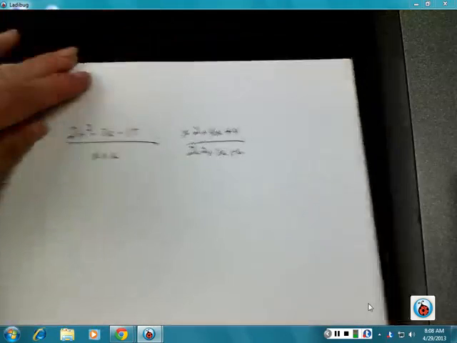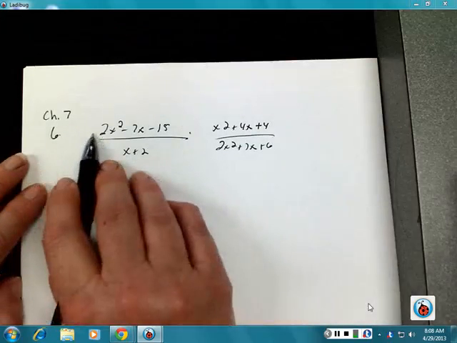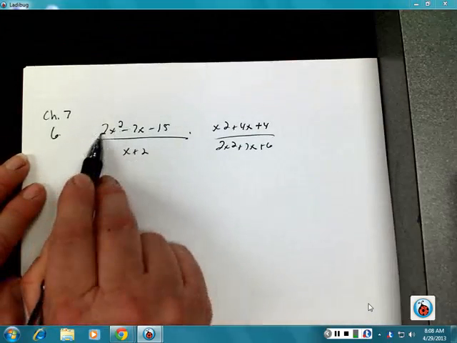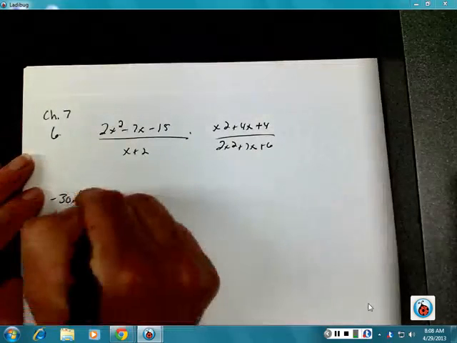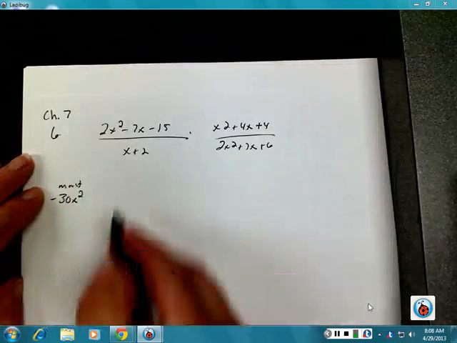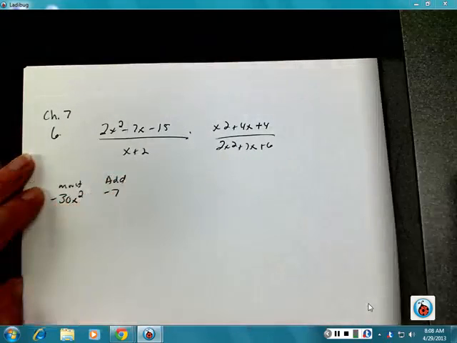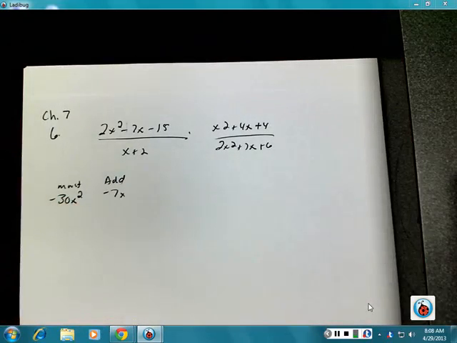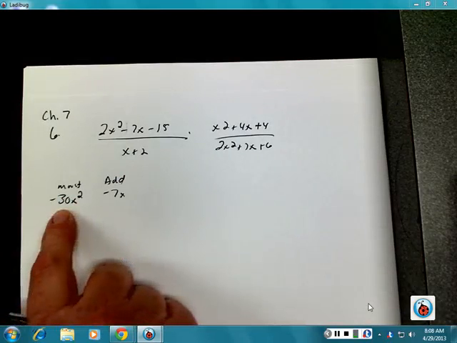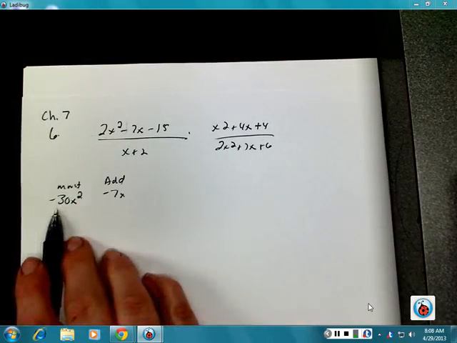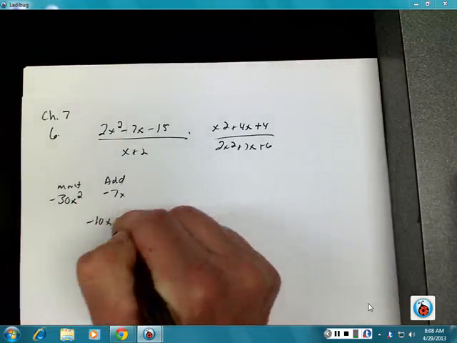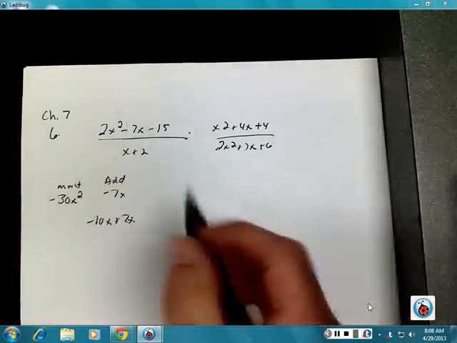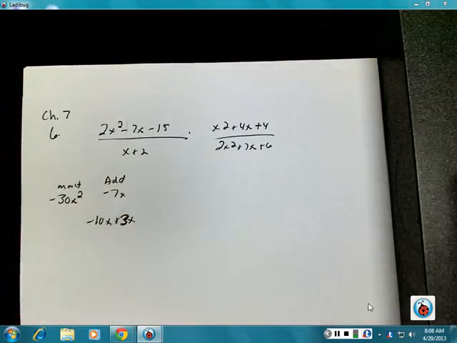So if I take the very first one, I can't just break it apart just like it is because it's got that 2 out in front. So 2x squared times a negative 15 is a negative 30x squared. So I need things that multiply to give me 30x, but add to give me a negative 7. What will they be? 10 and 3, right? It's negative 10x times positive 3x gives me this, and a negative 10x plus 3x will give me my 7x in the center.